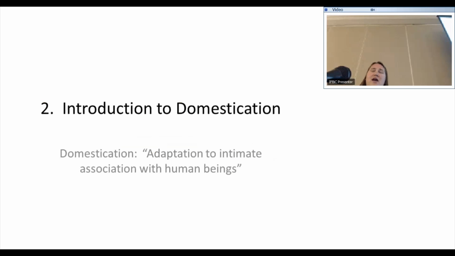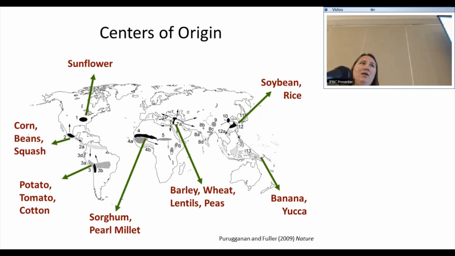Now we're going to talk about domestication. And this is the adaptation to an intimate relationship between a plant and a human being. And this is kind of a world map here showing the centers of origin for domestication. In North America, several crops were domesticated, including sunflower in the eastern United States. In Mexico, there was a large center of origin for corn, beans, and squash, the three sisters, if you're familiar with that story. In South America, the potato, tomato, and cotton were domesticated along the Andes.